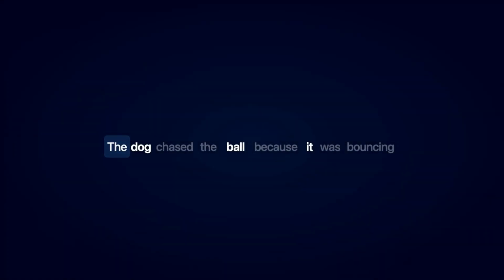For example, take this sentence. The dog chased the ball because it was bouncing. When the model gets to the word "it," it needs to figure out what "it" refers to. Is it the dog or is it the ball? Attention helps the model look back at the sentence and weigh connections between words. In this case, "bouncing" is much more strongly connected to the word "ball" than it is to "dog." So the model can use that context to understand the sentence more accurately.